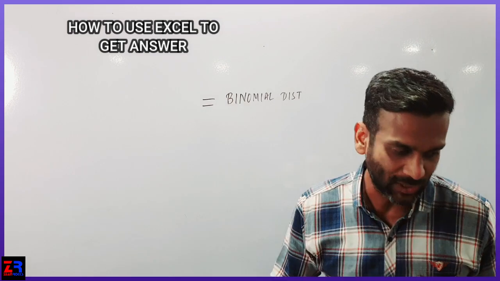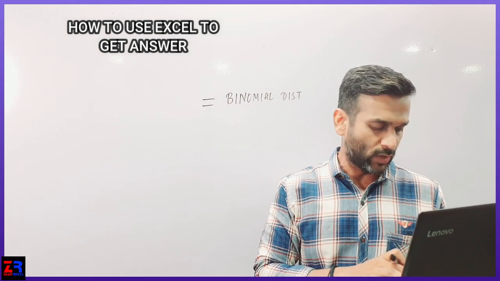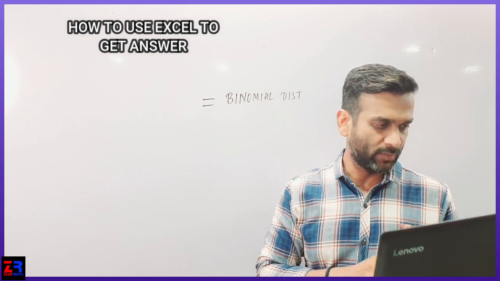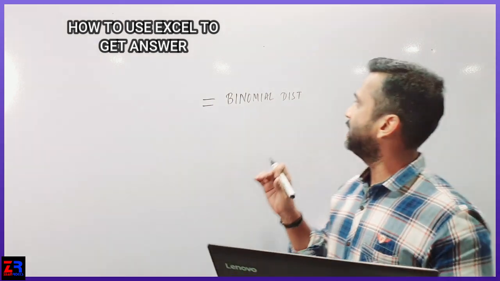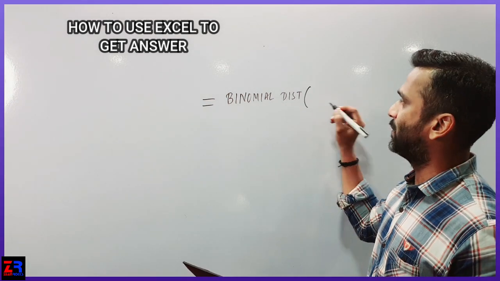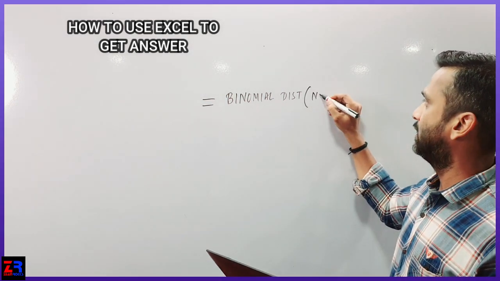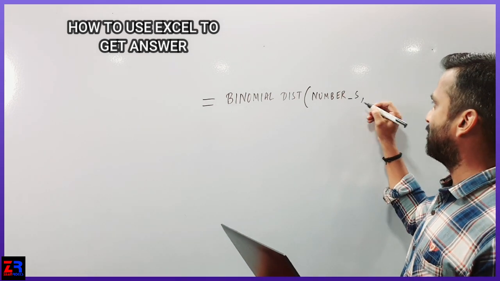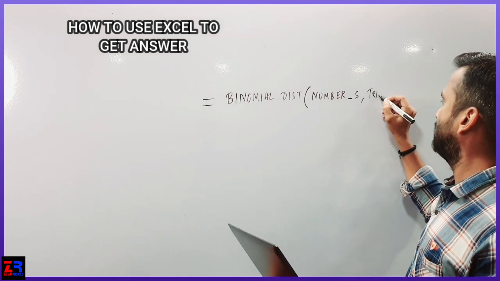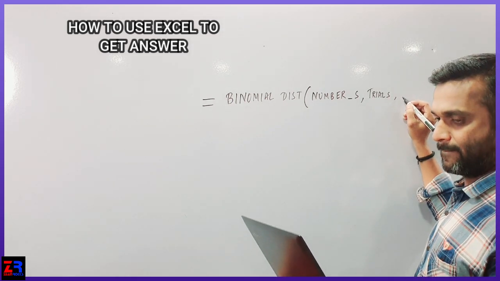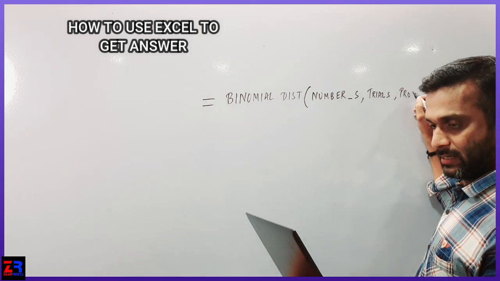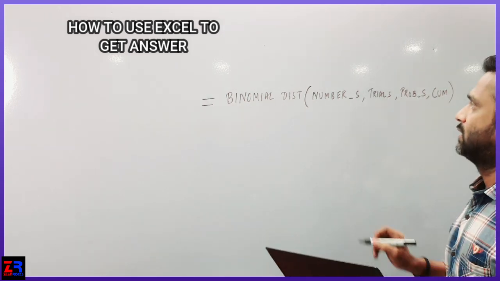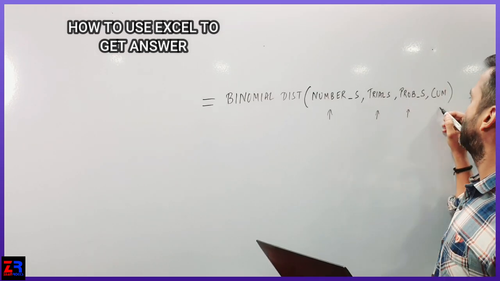Binomial distribution. When you type equal to and binomial distribution, after typing binomial distribution, in the bracket there will be a number written, that is sample, then how many trials, then the probability of success, and then cumulative 1 2 3 4.